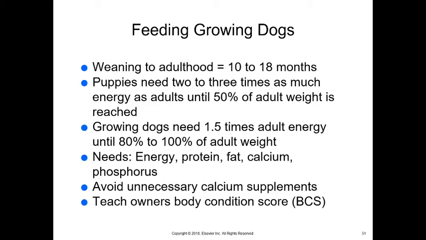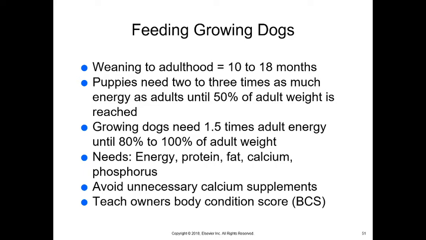Growing dogs need about 1.5 times the adult energy until about 80% to 100% of the adult weight. Now, when we say adult weight, I really mean adult size and body condition score. You can feed a 6-month-old puppy until it's 100 pounds, but that doesn't mean it's a good weight or an adult size. The needs of a growing dog are energy, protein, fat, calcium, and phosphorus for that bone growth and good cartilage maintenance.